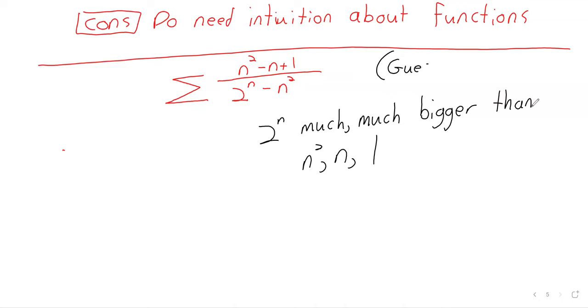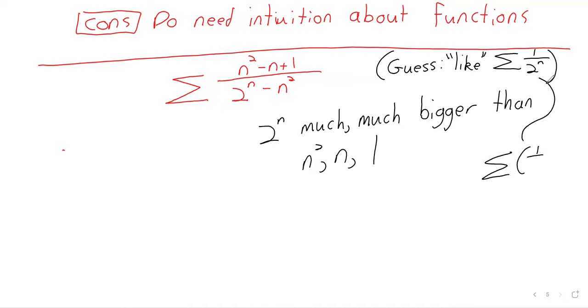And because I have that guess or that intuition, I say, well, I think this is like 1/2 to the n. And 1/2 to the n is another way of writing (1/2)^n. It's a convergent geometric series. So I think this is like a convergent geometric series. So I think that this converges and that we can show it.